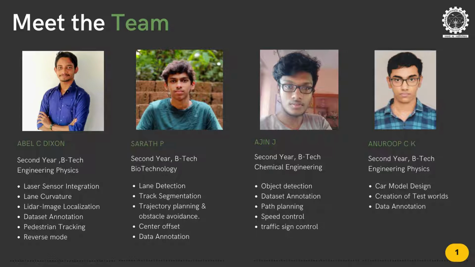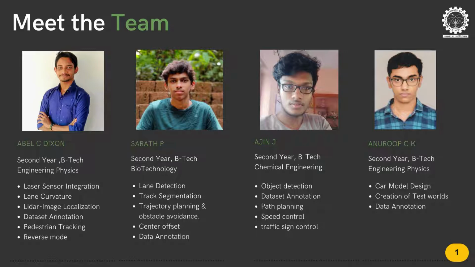Hi, myself Sharad. I'm a second year engineering student pursuing my BTech in biotechnology. I mainly worked on lane detection, track segmentation, and also path planning with obstacle avoidance using OpenCV.